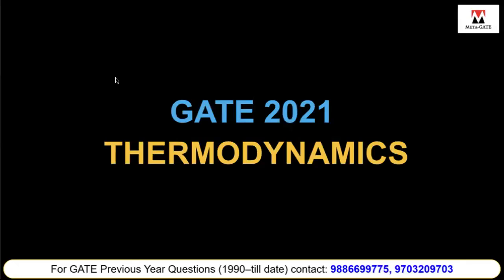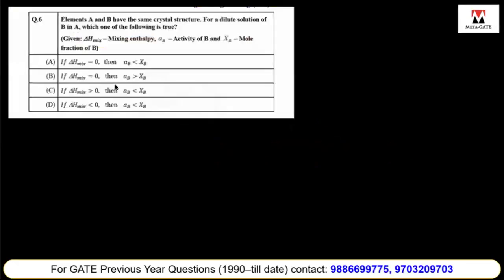GATE 2021 Thermodynamics. The elements A and B are given such that they have the same crystal structure. For the dilute solution of B in A, which one of the following is true? First of all, according to the Hume-Rothery rule, if two components that mix together have the same crystal structure, then the energy of mixing will decrease.